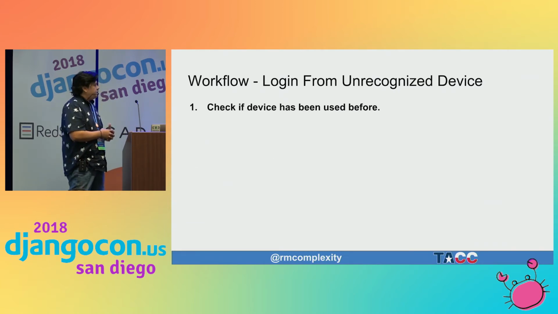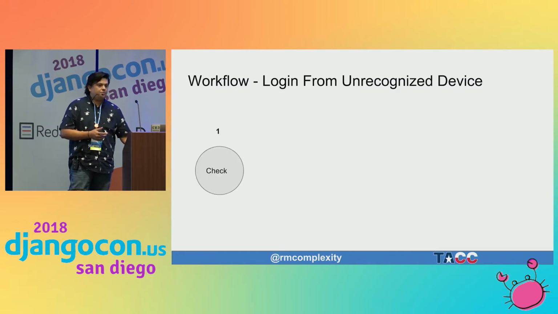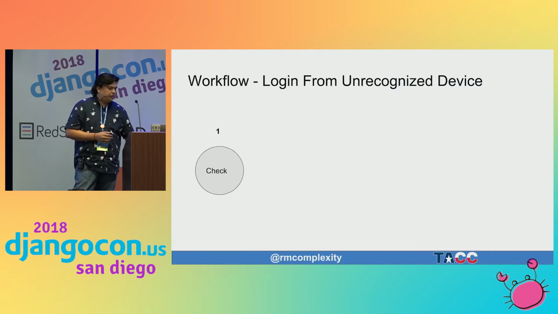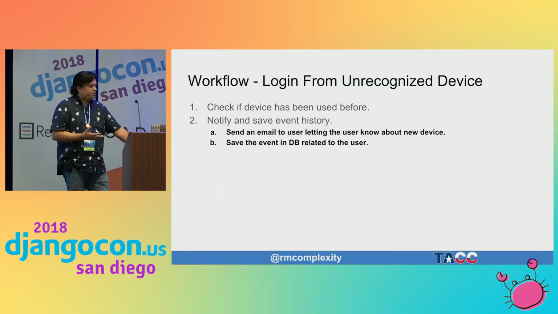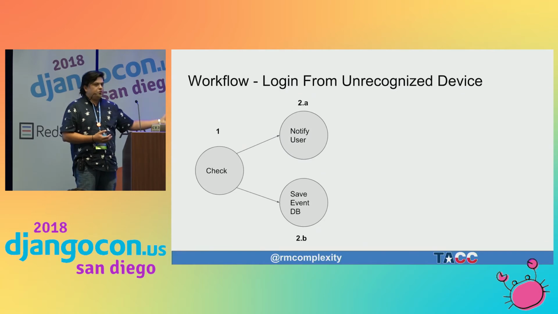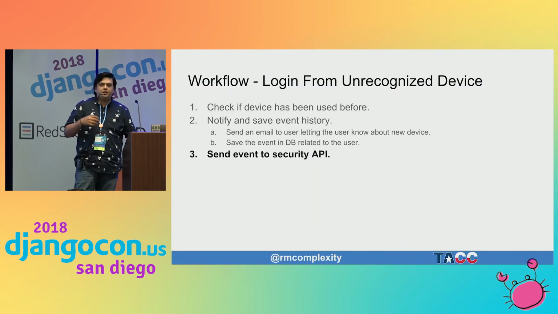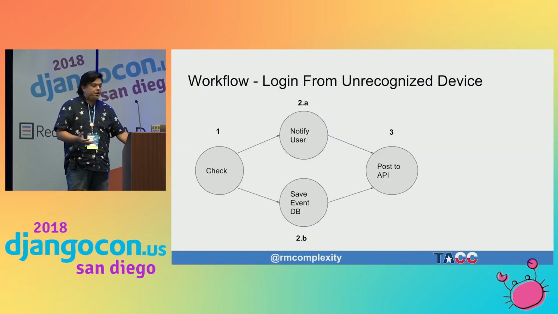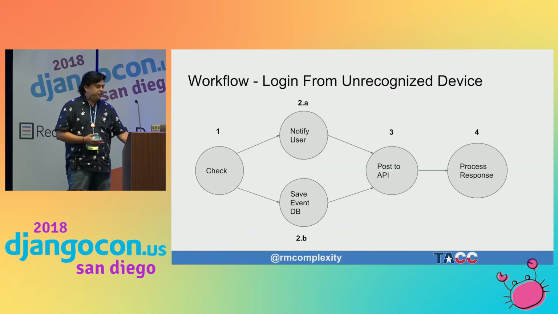So let's start. How can we start drawing our workflow? First, the first step is going to be just to check the device, if the device is a new device, right? And then we have these two tasks which we already said that we can run in parallel. So we start drawing them here, so we have an idea of the different tools that we can use. Then we're going to do a call to a third-party API, which is over here, this node, and then we're finally going to post-process whatever response we get.